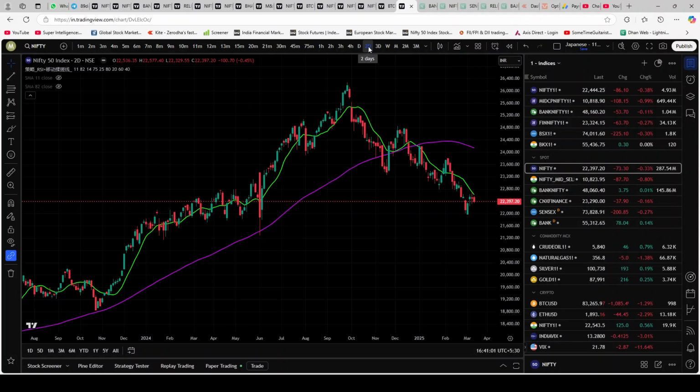Currently, I'm using it on the 2-day time frame, not a day, a 2-day time frame. So every candle that you see is 2 days. This is going to be great for people who want to do swing and positional trading.